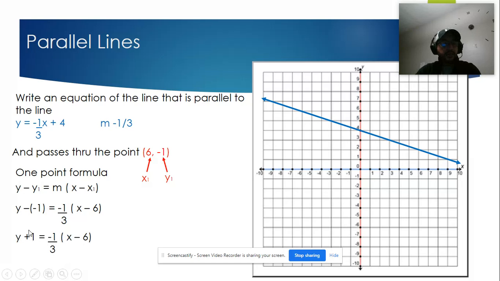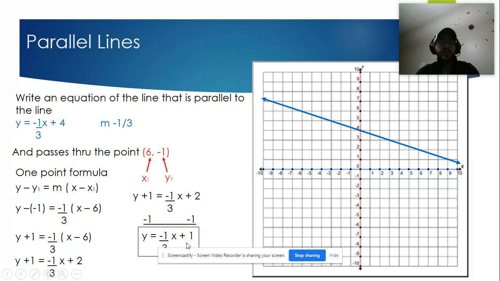And then simplify: a negative times a negative becomes positive, so y plus 1 equals negative 1/3 times x minus 6. If I want to get it in slope-intercept form, so I can make sure it has the same slope, I can use the distributive property and solve for y. I'm going to subtract 1 on both sides, and then my answer will be y equals negative 1/3 x plus 1. So as we can see, it's the same slope, but the only thing that changes is the y-intercept.